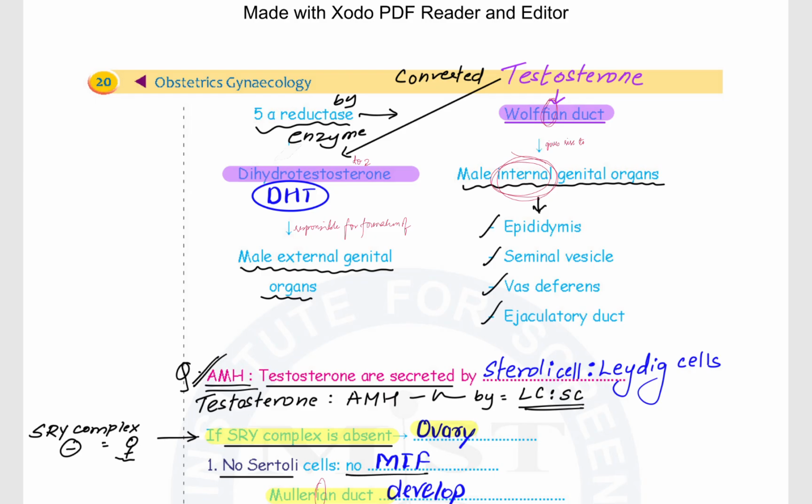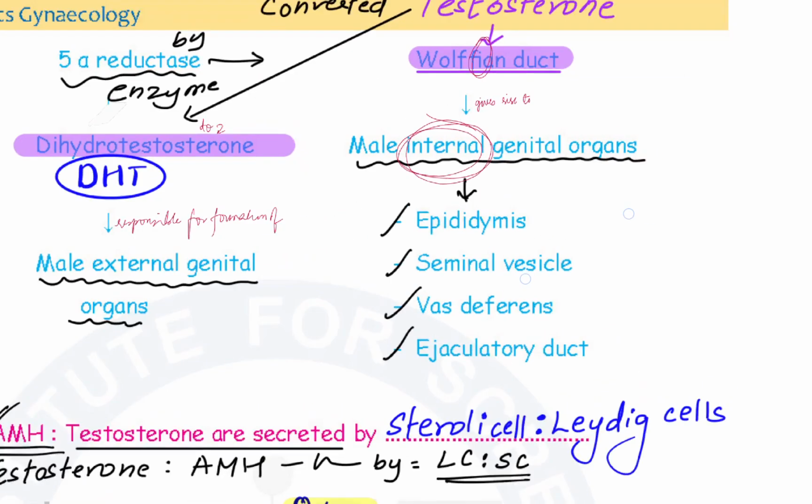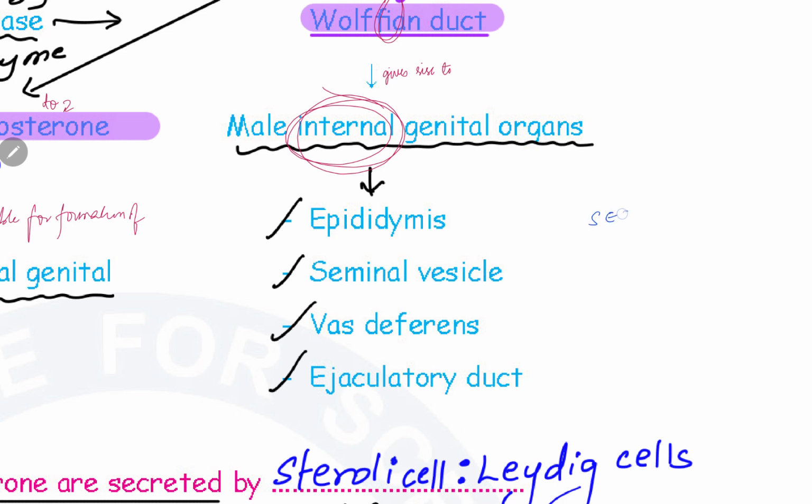Okay, now what are the internal organs? Epididymis. See, you can remember this as seed. So sperm is a seed, and all of these places the sperm is forming and the sperm is being transported. All of sperm is seed. So S for seminal vesicles, E for ejaculatory duct, E for epididymis, and D for vas deferens.